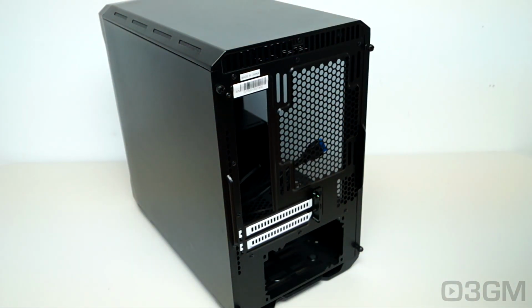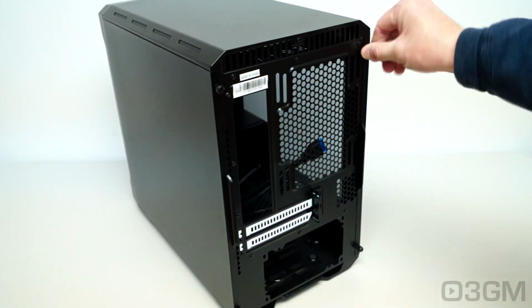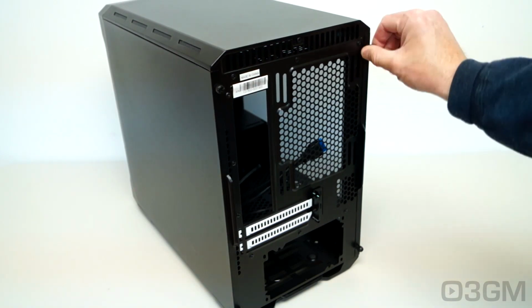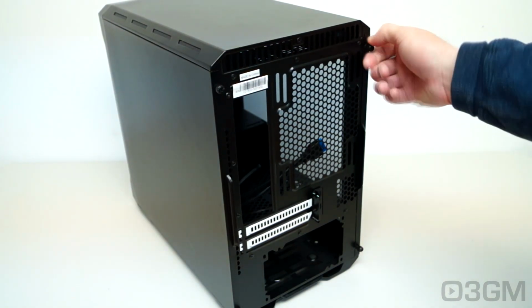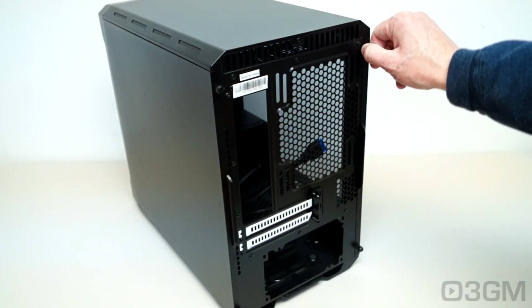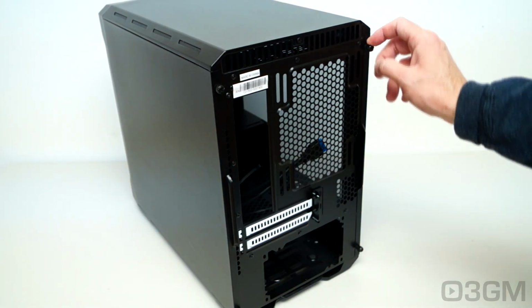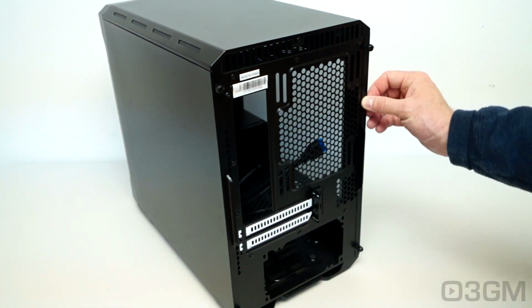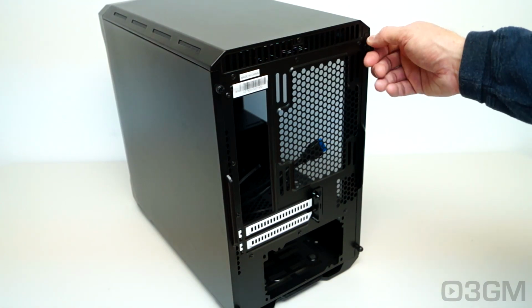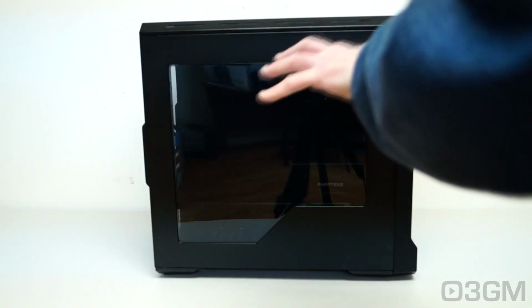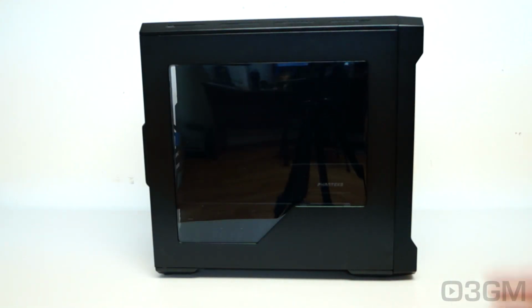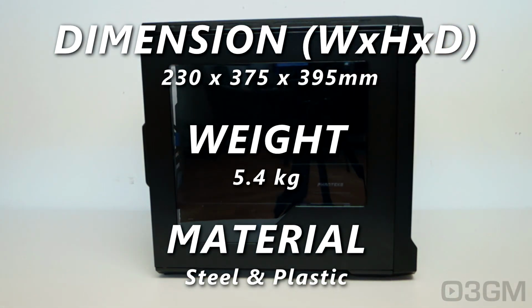As well, you've got four thumb screws, two on each side panel, and each of these thumb screws comes with a rubber washer, and that's for a few reasons. The main one, though, is to prevent the thumb screw from damaging the panel, the paint on the panel. Also, it cuts down on vibrations. Now, before I have a look on the inside of the case, let's go through the dimensions. It's 230 by 375 by 395 millimeters, and it weighs in a pretty lightweight 5.4 kilograms.